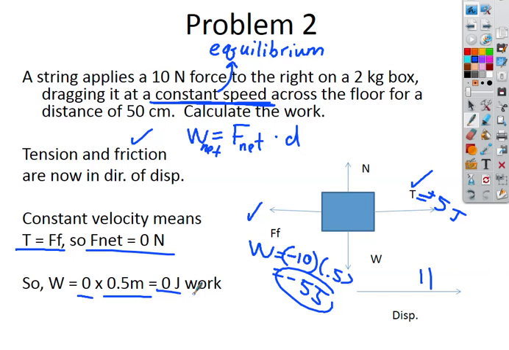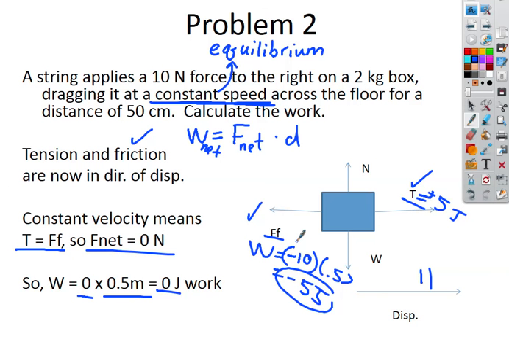What do normal and weight do? Absolutely nothing. They'd be 0 work as well. All right? So the thing that you're going to run into quite a bit with these problems is you've got to pay attention. Are they looking for the overall amount of work on the object, or are they looking for the amount of work on one force versus another force?